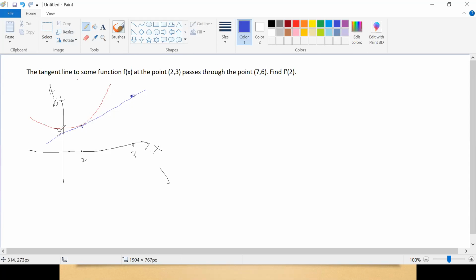So we know that the function f of x touches point 2, 3, so 2, 3 is a point on the function. What I want you to find is the slope of this. So how do you find the slope? Rise over run: 6 minus 3 over 7 minus 2. Exactly. So if you're given 2 points, it's the rate of change of y over the rate of change of x. Am I right? So x changes from what? 6 to 3? No, x is not 6 to 3.